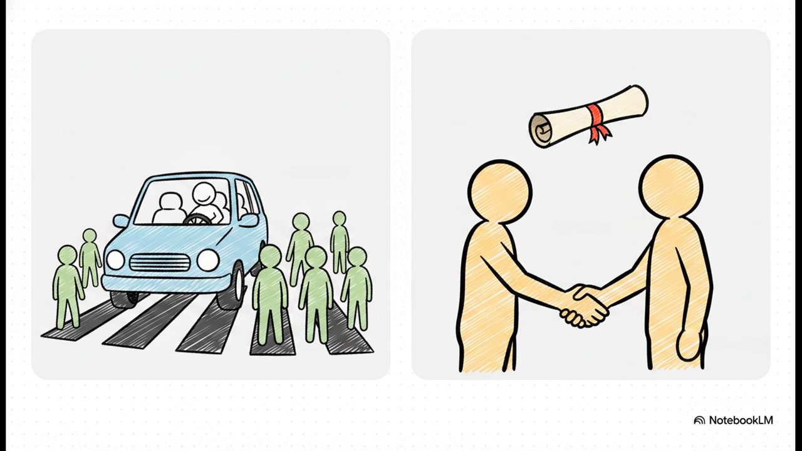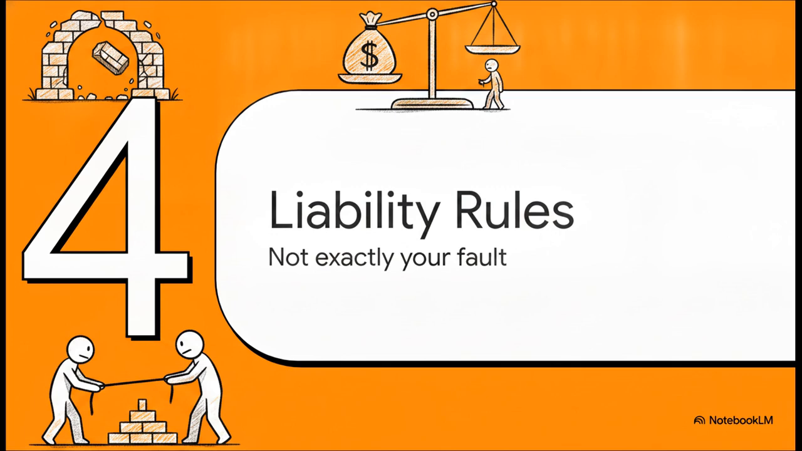Kind of like your duty to drive carefully so you don't hit a random pedestrian crossing the street. All right, Section 4, strict and vicarious liability. This is the big plot twist of tort law, when it's not exactly your fault.